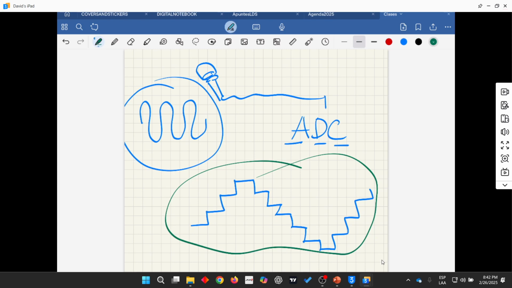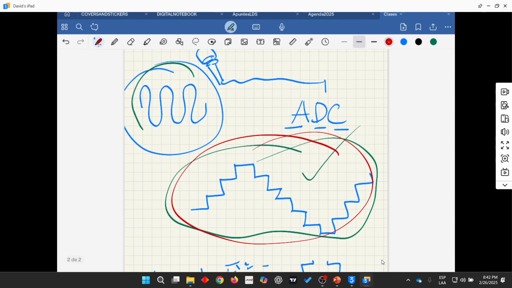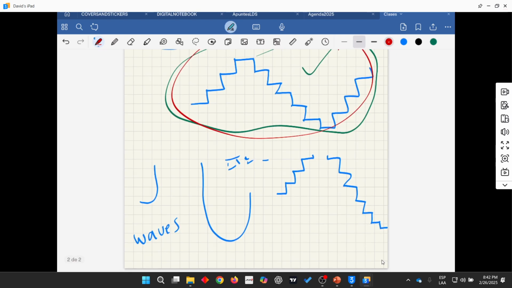When this part is recorded in the computer, this is the way that it is going to be stored in the computer. Now, when you are going to play this sound using your speakers, let me delete this.